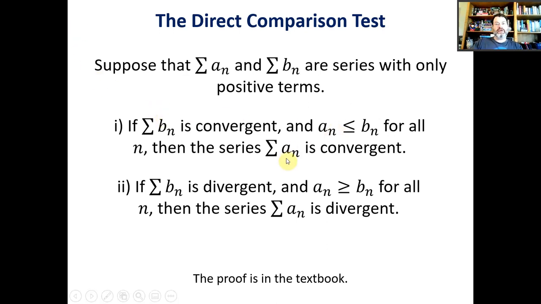Well, it turns out that the inverse of this is true too, right? The contrapositive. If our comparison sum diverges and each term is larger, then the original series, with terms larger than something that diverges, also diverges. So this is not the same as the integral test, right? The integral test, it doesn't matter if the series is larger or smaller. But when we're doing direct comparison, it does matter.